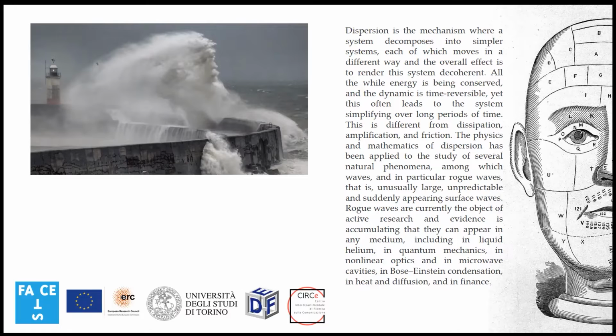The physics and mathematics of dispersion has been applied to the study of several natural phenomena, among which waves, and in particular rogue waves, that is, unusually large, unpredictable, and suddenly appearing surface waves. Rogue waves are currently the object of active research, and evidence is accumulating that they can appear in any medium, including in liquid helium, in quantum mechanics, in nonlinear optics, in microwave cavities, in Bose-Einstein condensation, in heat and diffusion, and in finance.